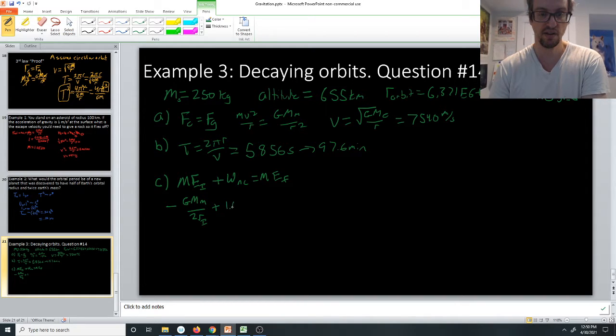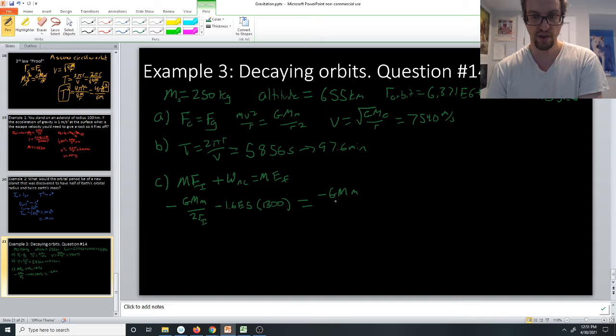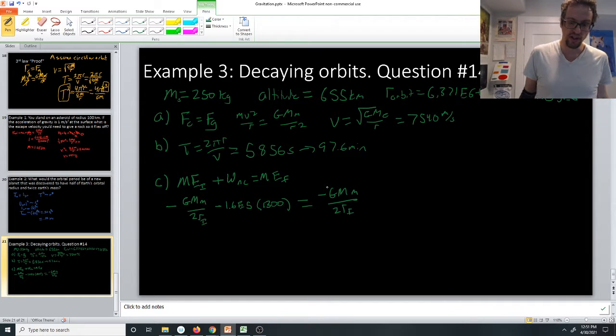1.6 E5. That was my work per orbit, so I guess it should be negative. Negative, that much work. And I had 1,300 orbits. That's my negative, and this is just going to be equal to negative GM over 2r final.